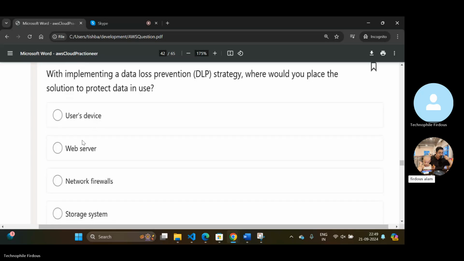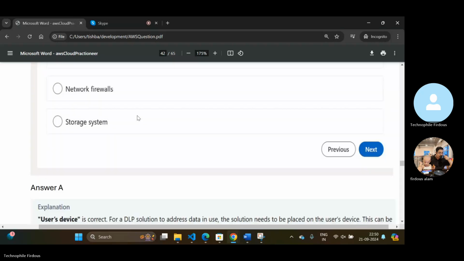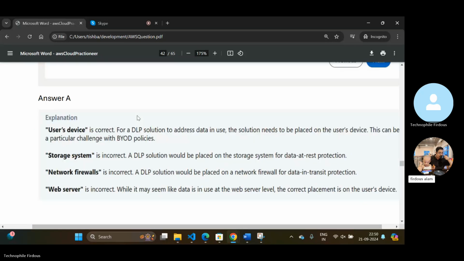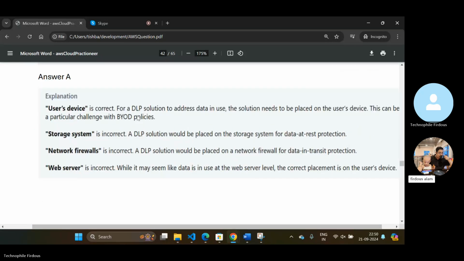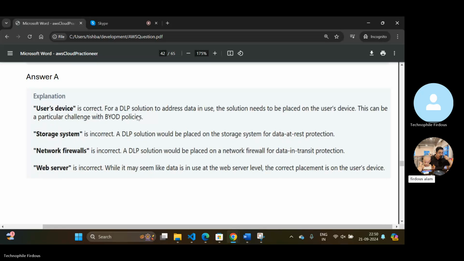It may be the web server, but if anything goes wrong on the user device, then the web server will also get the corrupted data. So the correct answer is that we should implement the DLP strategy on the user device in order to protect against data loss. The answer is A. Yeah, correct. You can see the explanation for why.